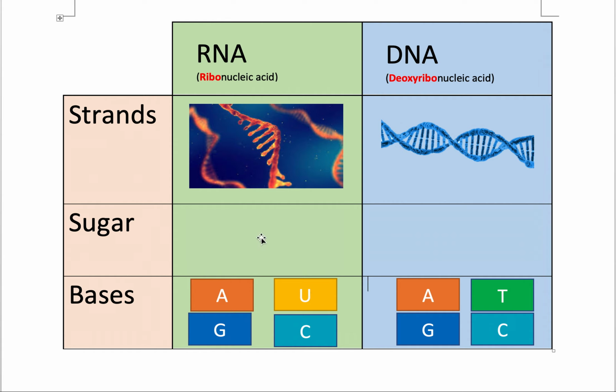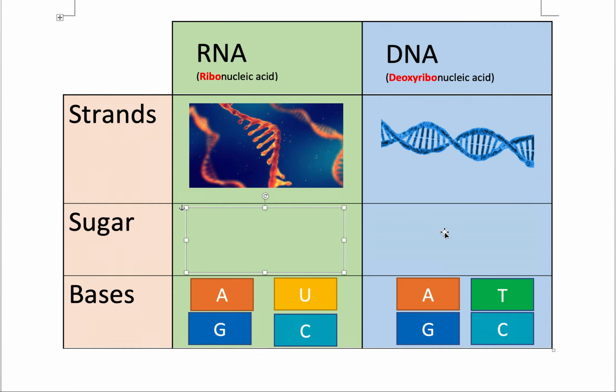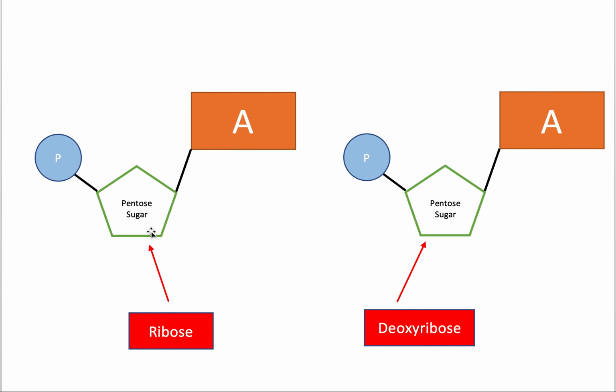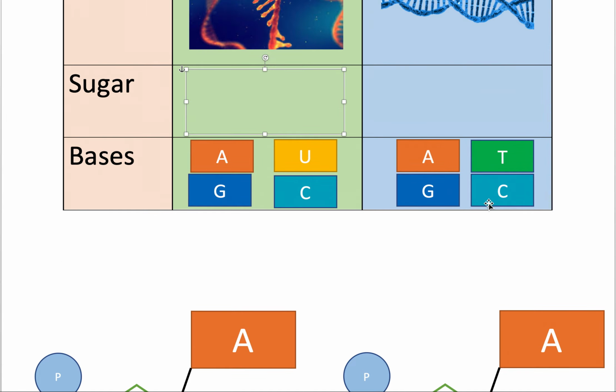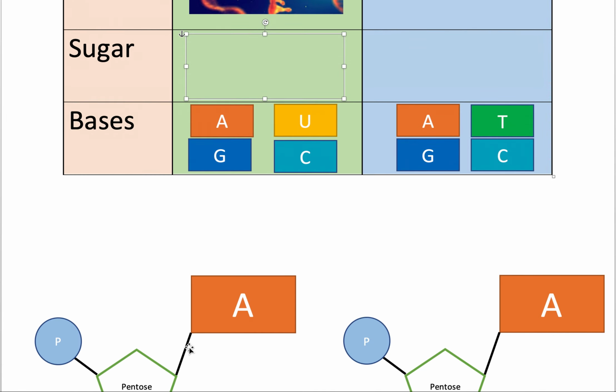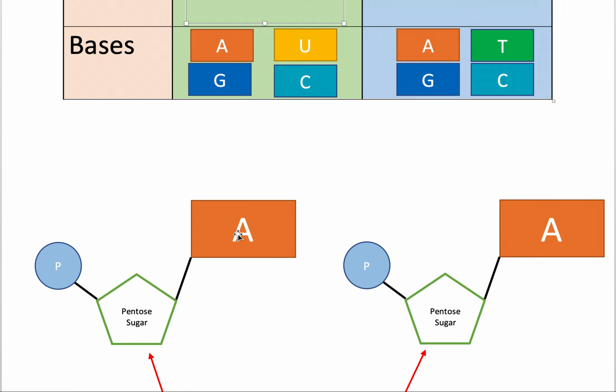Okay? Lastly, sugar. What do I mean by sugar? So here's a DNA nucleotide. A DNA or RNA nucleotide. Let's pretend this one is a DNA nucleotide because it matches the column. And this is the RNA nucleotide. Remember, they're made up of 3 things. The base, the alphabet letter, the sugar, and then a phosphate.